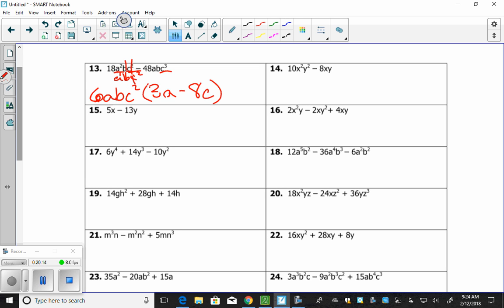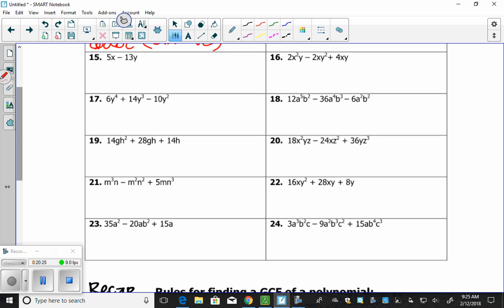It probably doesn't help that there's a lot of people talking around you, so you can't concentrate. All right, number 15. What will go into both 5 and 13? 1, but does 1 count? Okay, what about x and y? Are they the same variable? So if it doesn't have any factors, it's called prime. 15 is prime. You just write prime. Don't just skip it. You got to tell me it's prime.